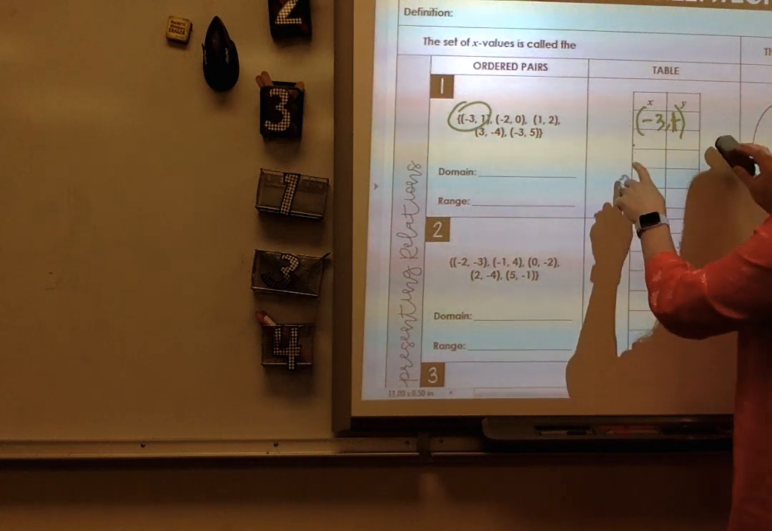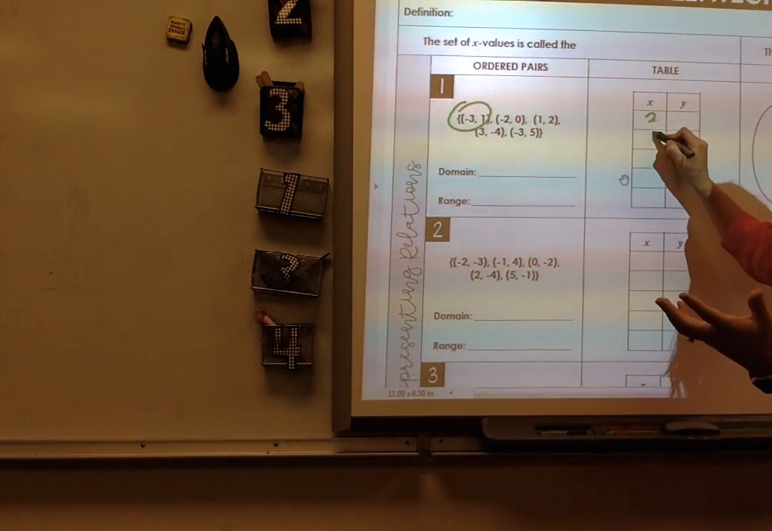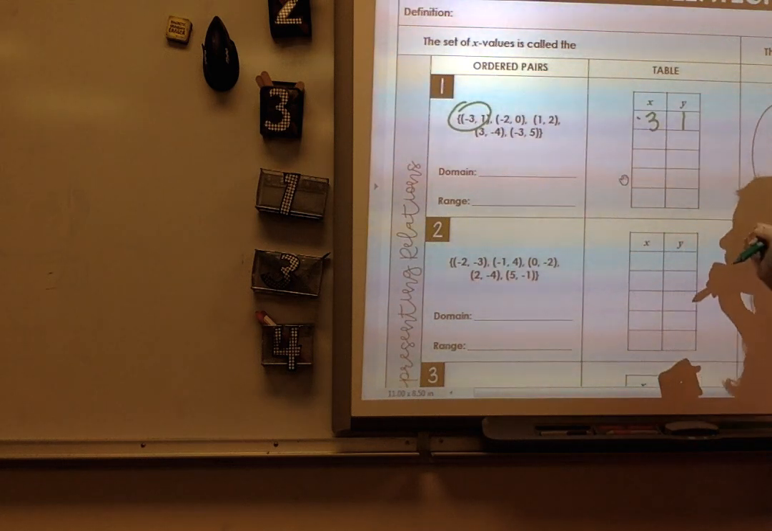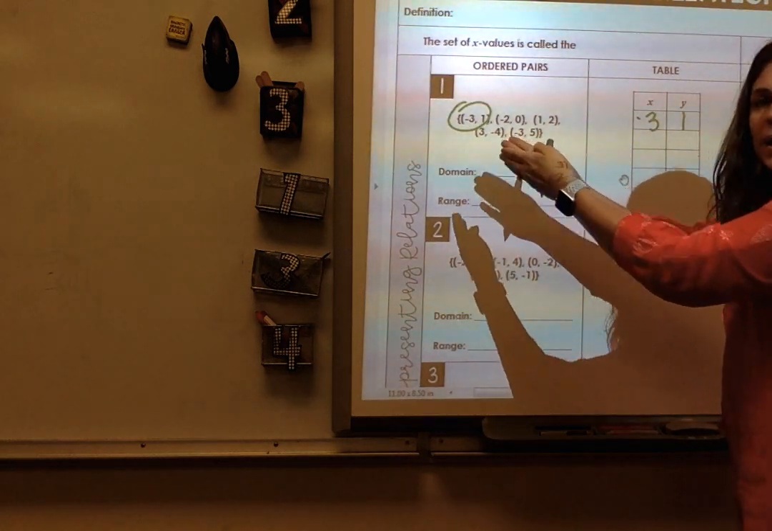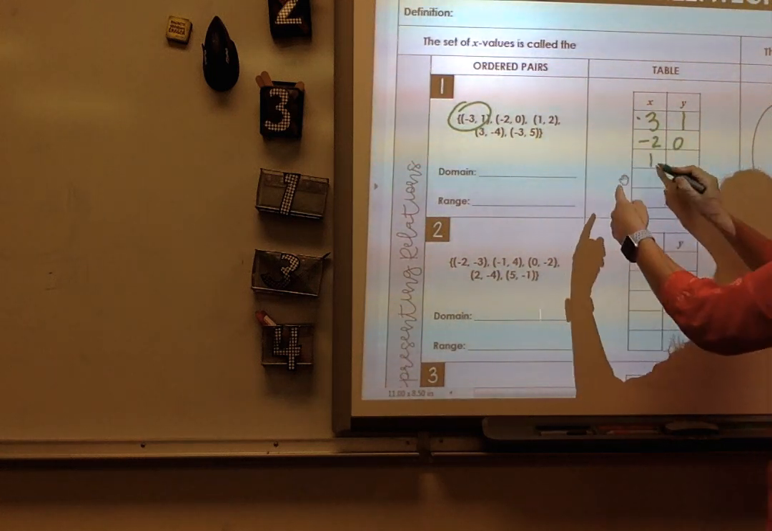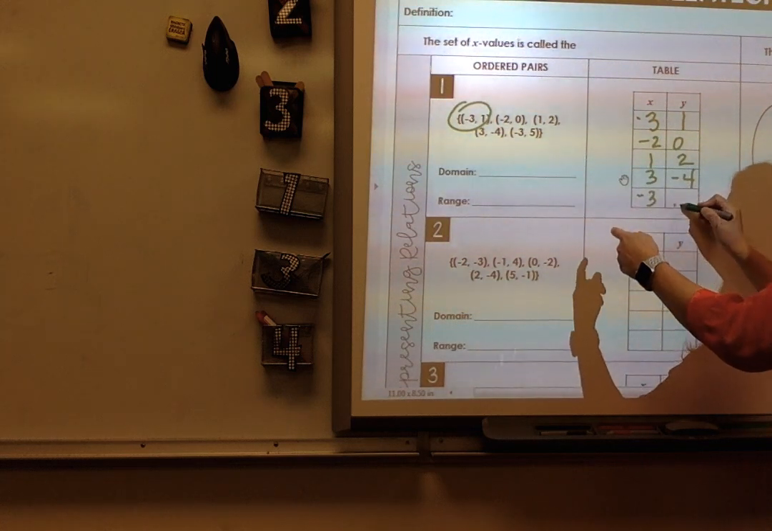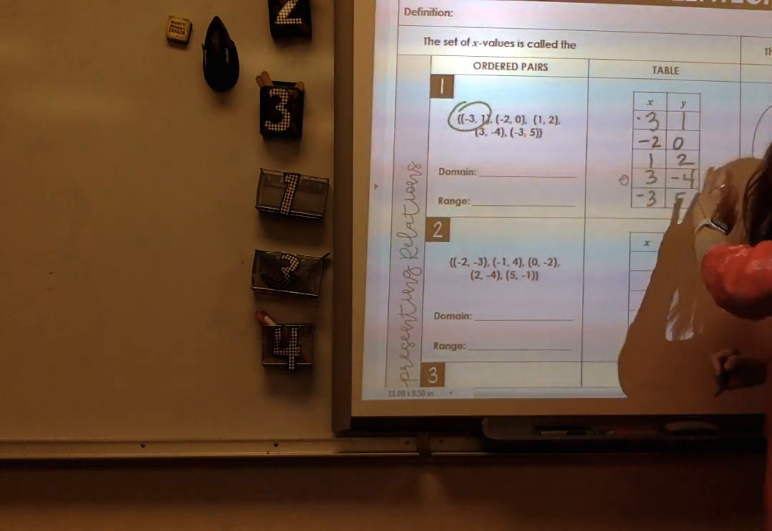Okay, so -3 and 1. But what I don't want is I don't want it around parentheses. -3, 1. So imagine me literally picking them up and moving them over. -2, 0. 1, 2. 3, -4. -3, 5. So I'm picking them up and I'm moving them over.